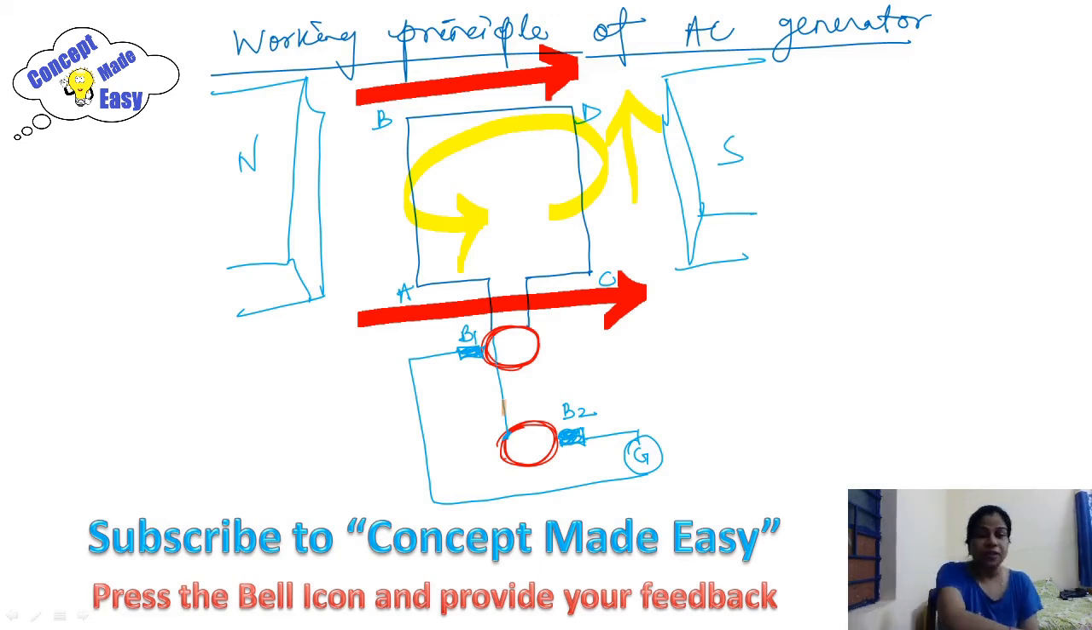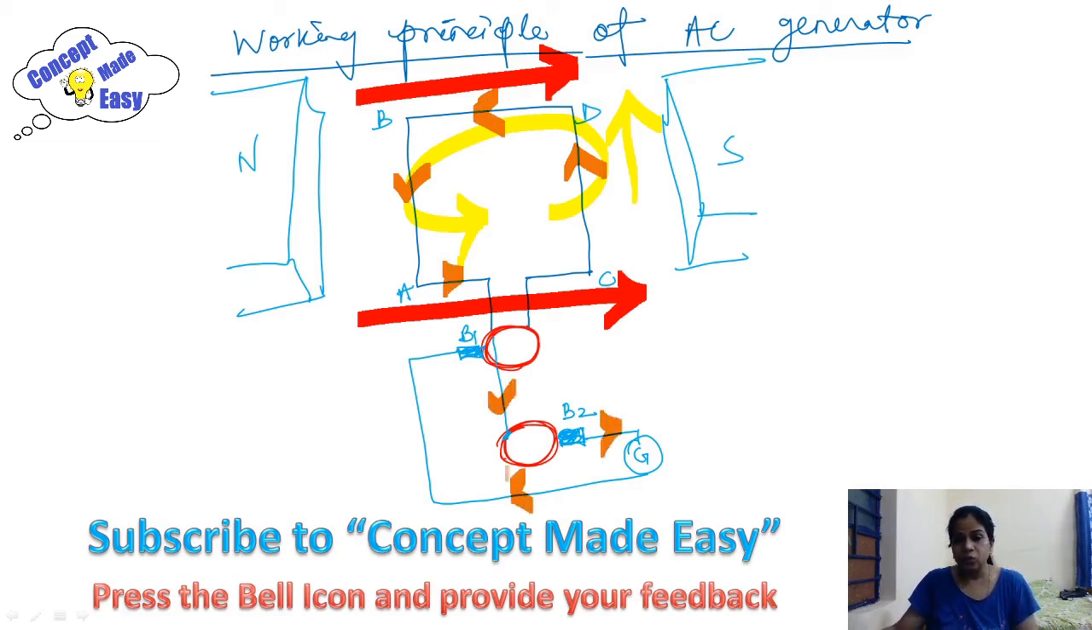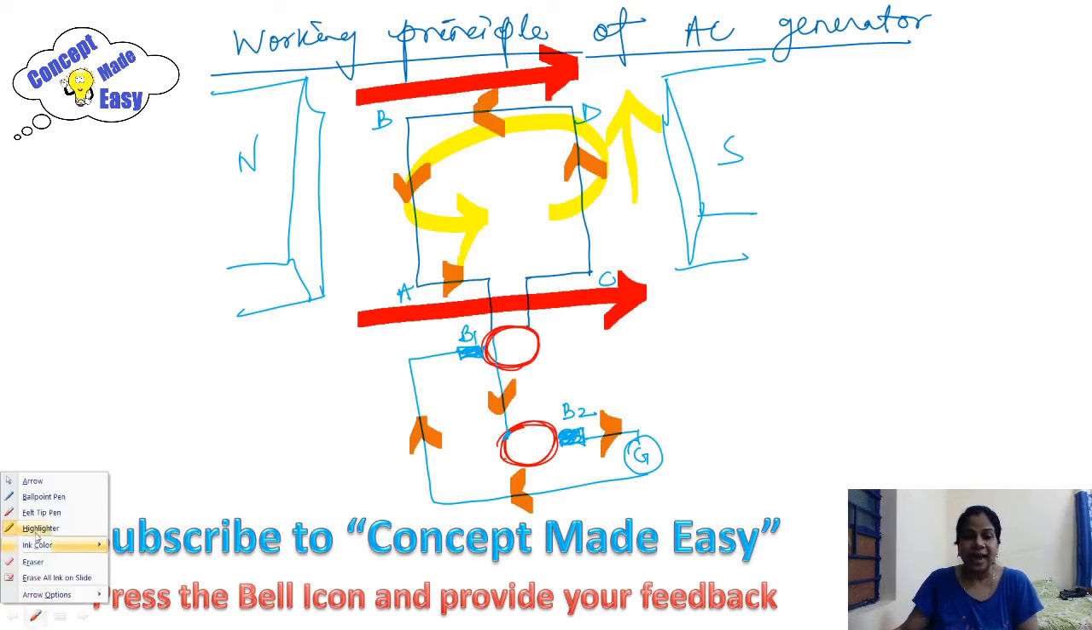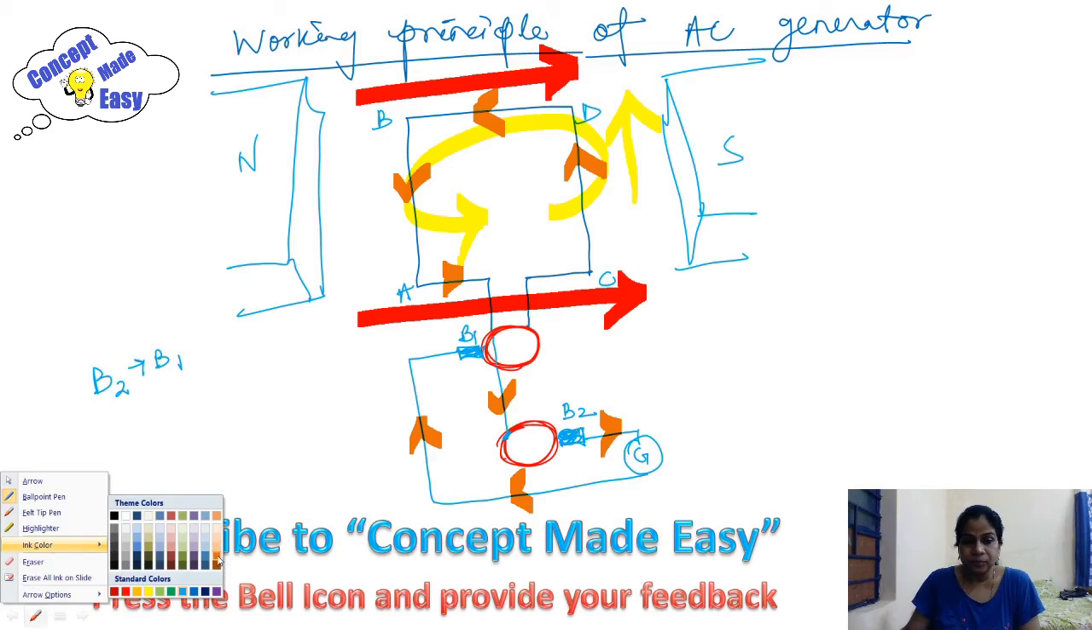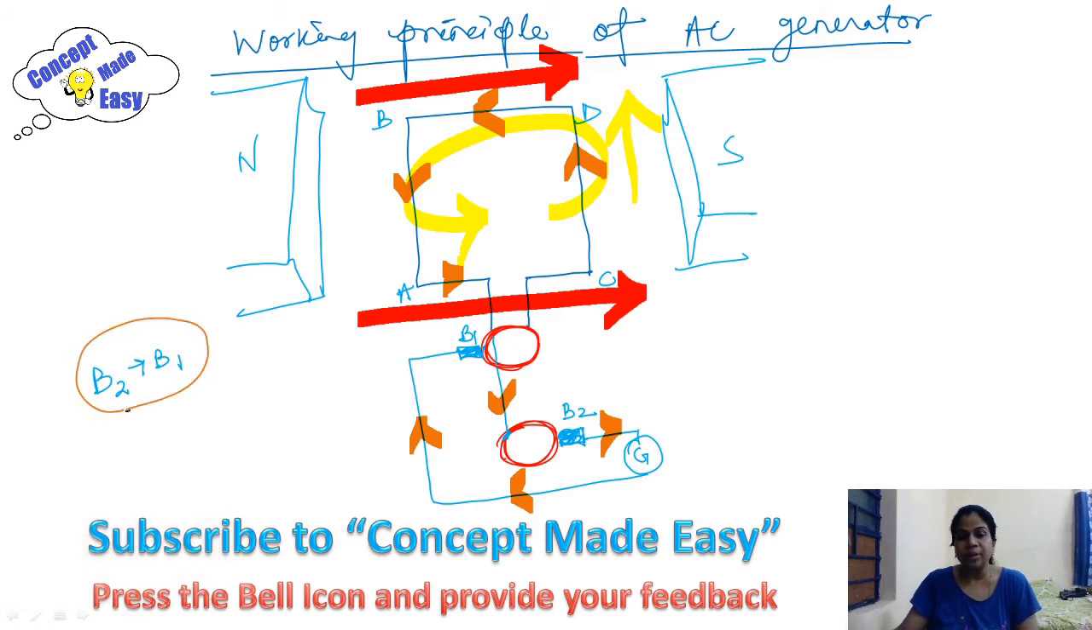So I can say the direction of current is from C to D, and this will complete the loop in this manner. This is from B2 to B1. So I can write that the direction is from B2 to B1 for the first rotation. For the first rotation, it is from B2 to B1.